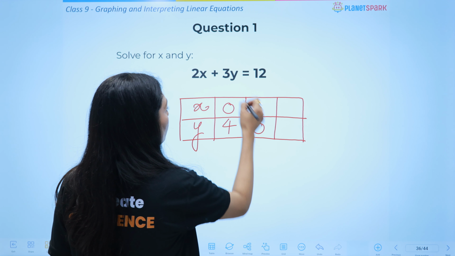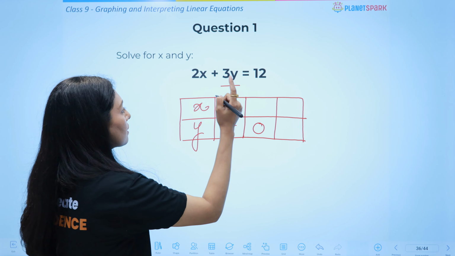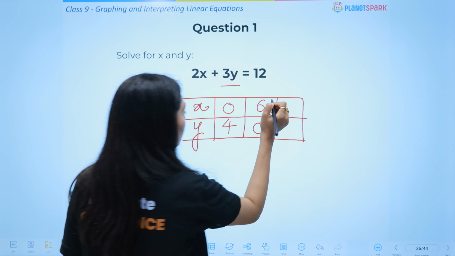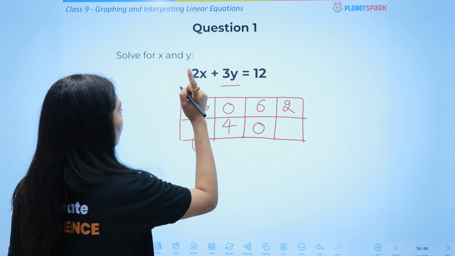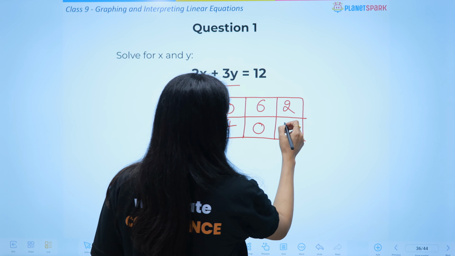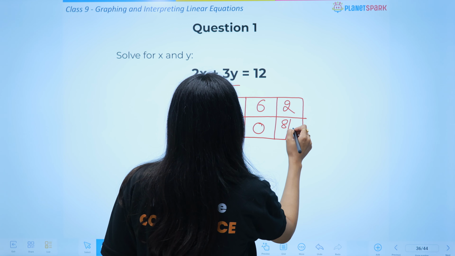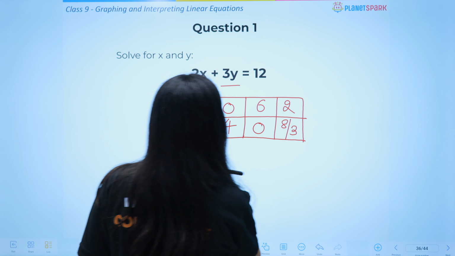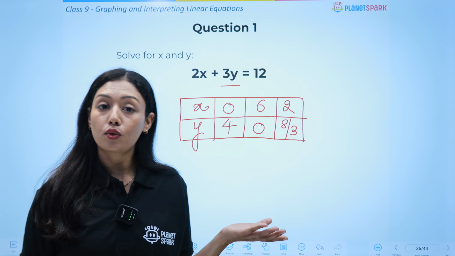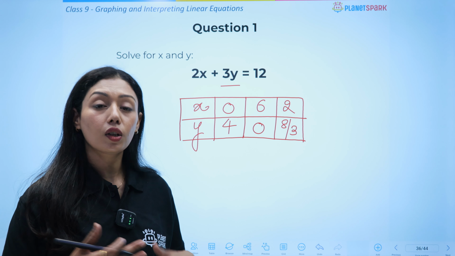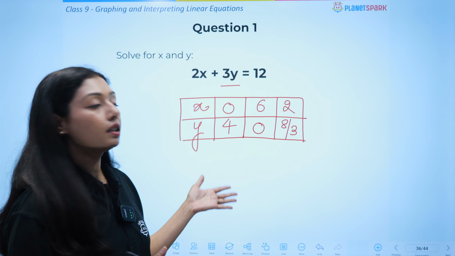Let's say I'm putting y equal to 0. This is 0. So x is 12 over 2. That is 6. Let's say now I'm putting x as 2. So this is 4, 8. Y is 8 over 3. Right? Okay then. So any other values there? Yes, infinitely many possible. So you can have all the different answers other than these.